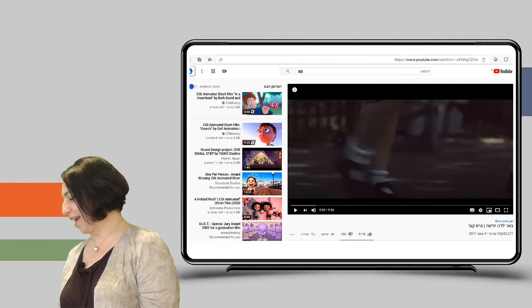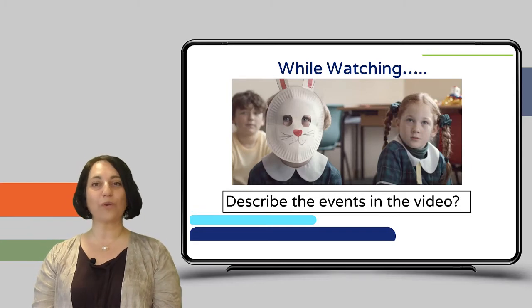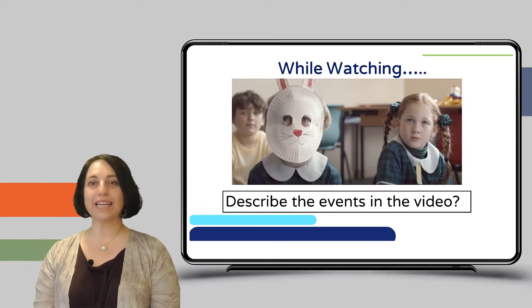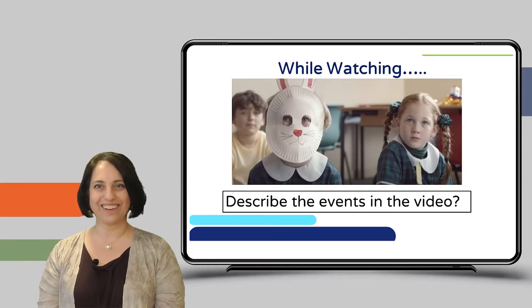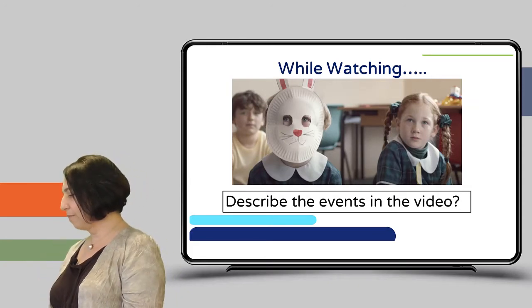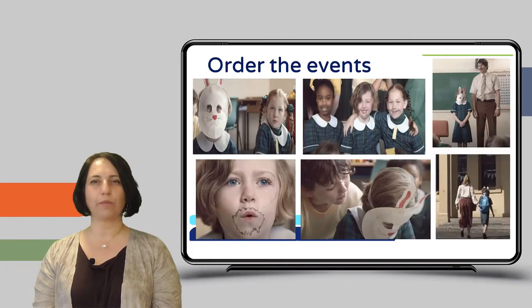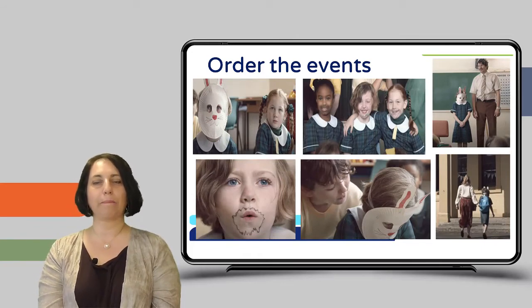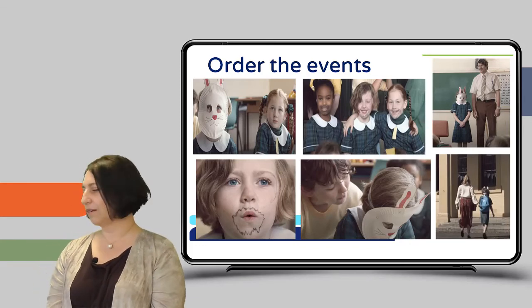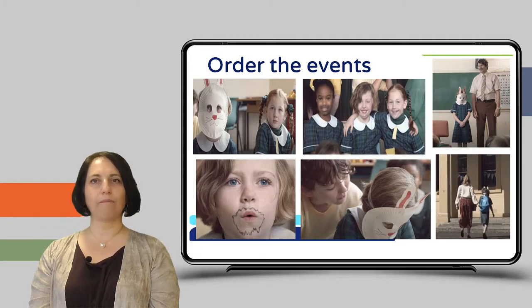Okay, I hope you like that video as much as I do. And I hope now you can describe the events. What happened at the beginning, then what happened in the middle, and then what happened at the end. So let me just remind you, okay? Again, our aim is to observe and to be carefully looking at the video while we're watching and try and remember what happened at the beginning, the middle, and the end. So look at these pictures and let's see if we can put the number on the picture.